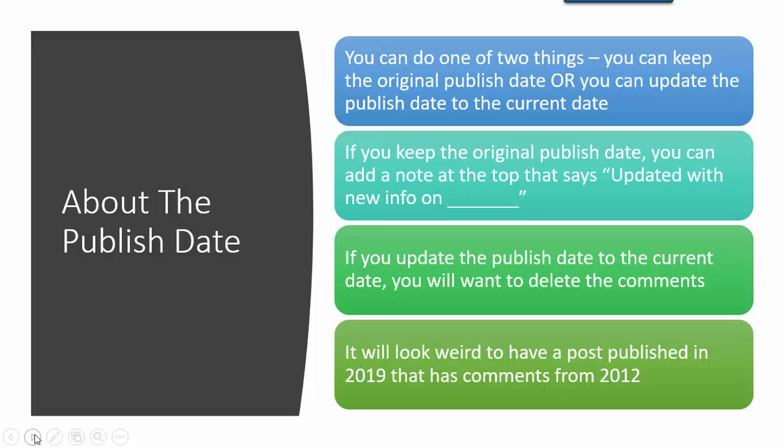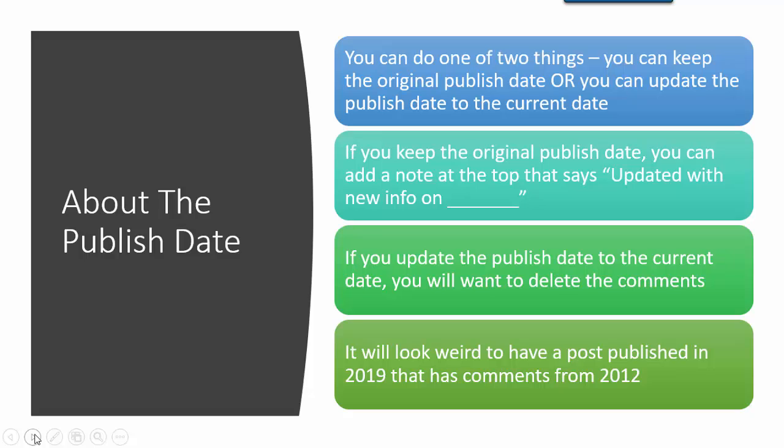Now, if you keep the original publish date, you want to add a note at the top of that post that says updated with new info on, and then put that date so that people who are looking at it, if they're finding it for the first time and they see that it was written in 2012, they know that you actually updated it in 2019 and there's lots of new info.